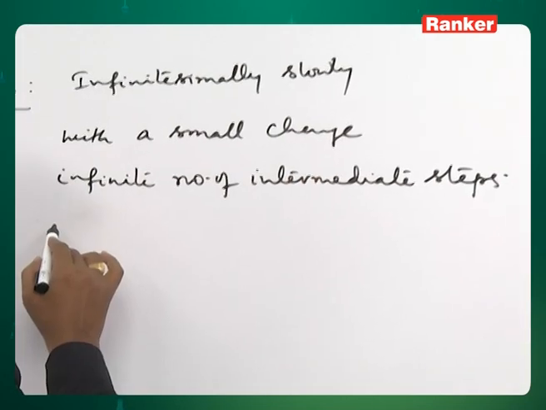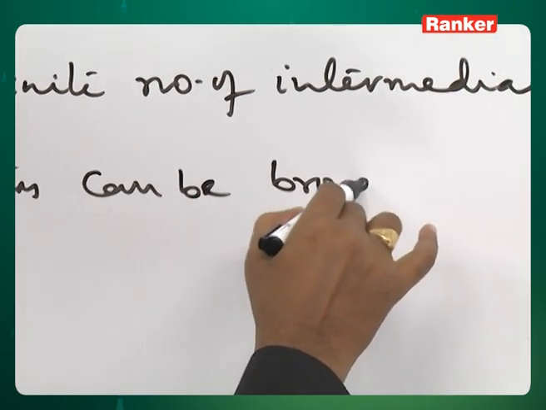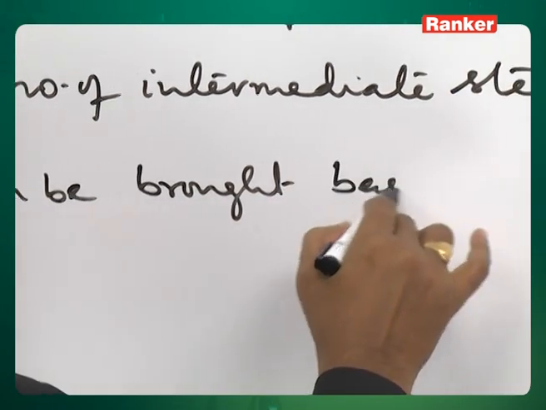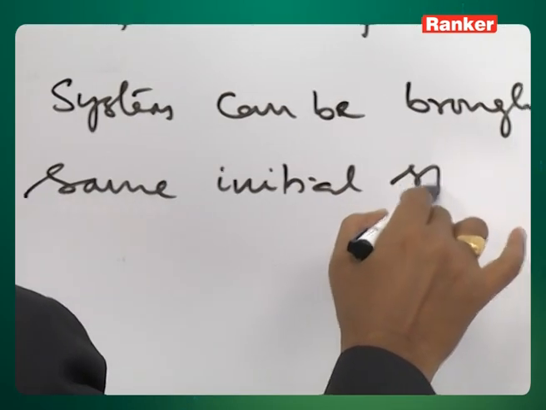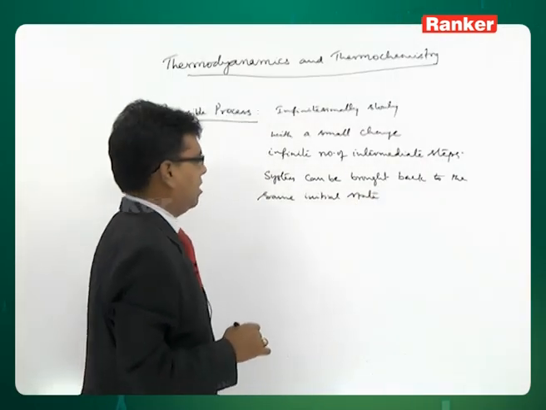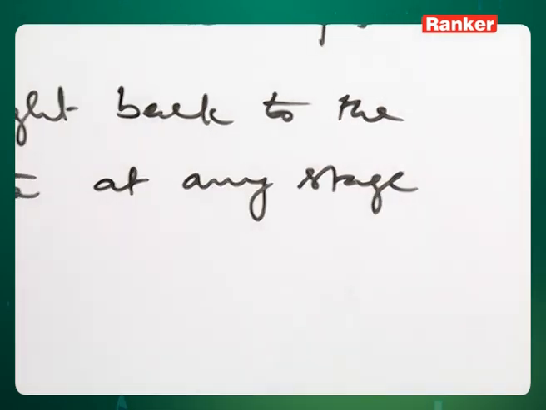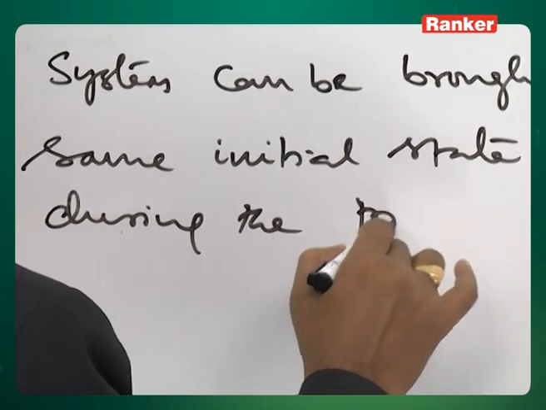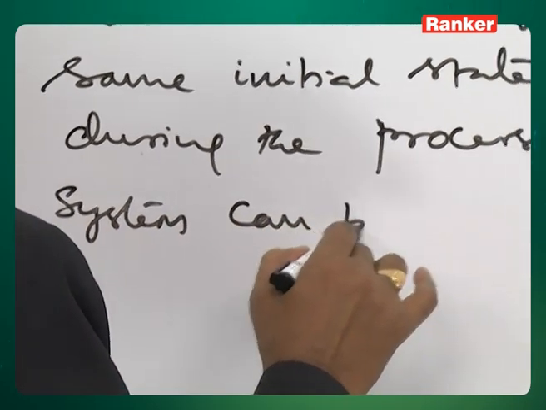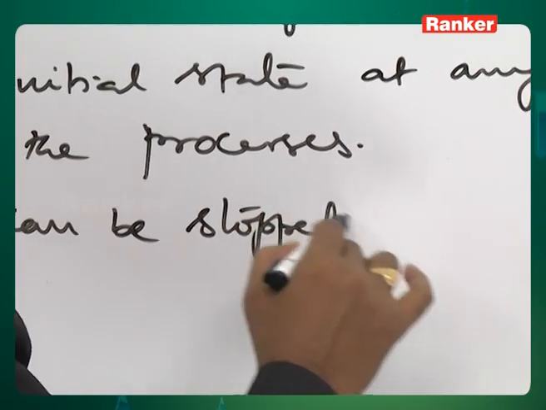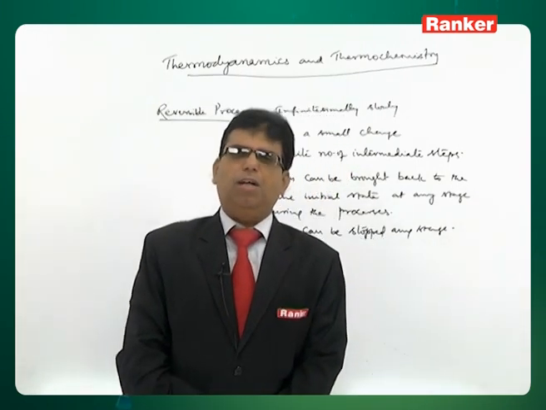And the system can be brought back to the same initial state at any stage during the process. That means the system can be stopped at any stage. Now we can easily differentiate between reversible and irreversible.